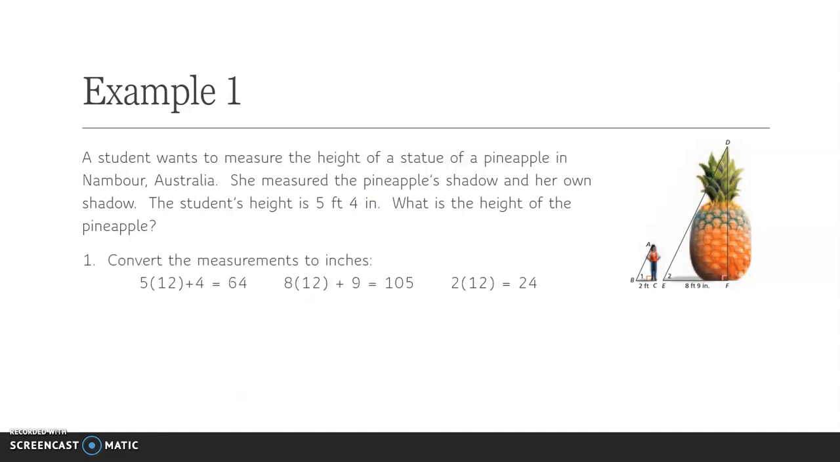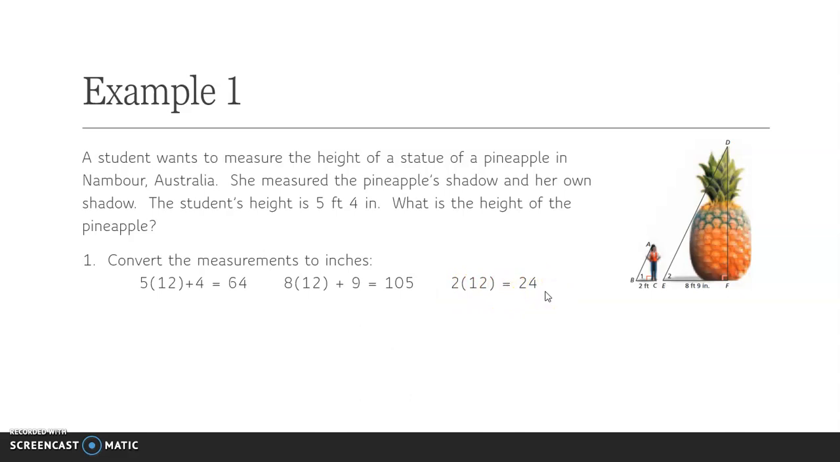Okay, so what I did is I took the student's height, which is 5 feet 4 inches, and I did 5 times 12, because there are 12 inches in a foot, and then I added on the 4 inches to get 64. Now for the pineapple's shadow, I did 8 times 12, plus 9 to get 105 inches. And for the student's shadow, I got 2 times 12, which is 24.